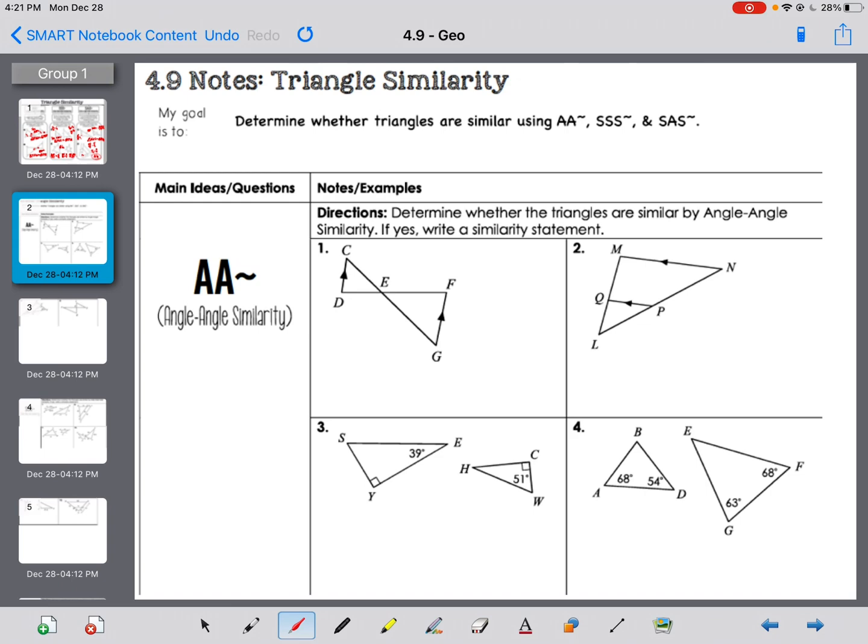Determine if triangles are similar. We use the thing we just looked at: angle, angle similarity, side, side, side, or side, angle, side. These are all angle, angle.